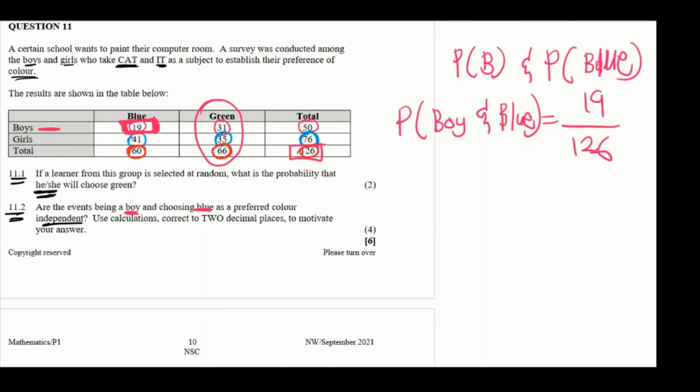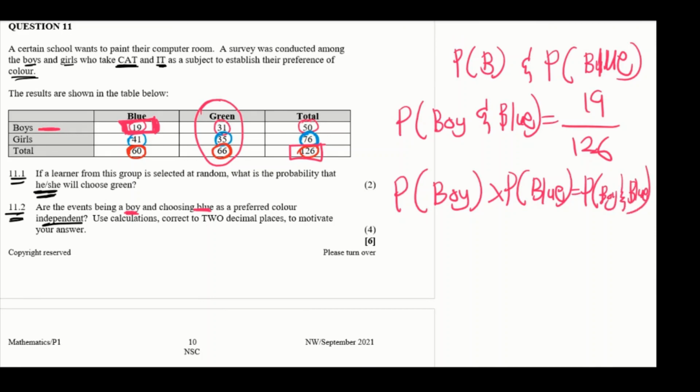So that is the probability of a boy and color blue, right? If events are independent, then the probability of a boy multiplied by the probability of blue must give us the probability of a boy and the color blue. So this answer here must be the same as this product here. If it's not the same, then the events are not independent.